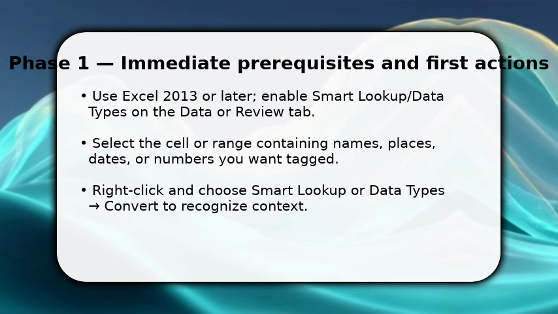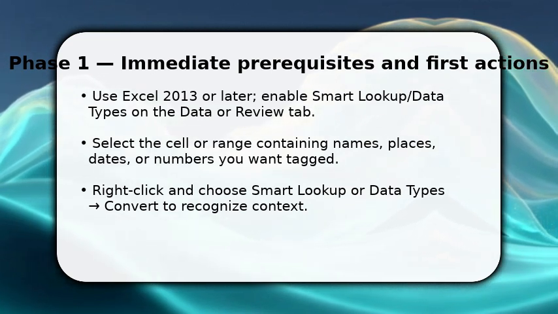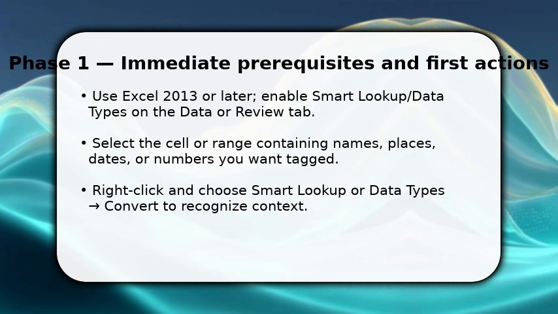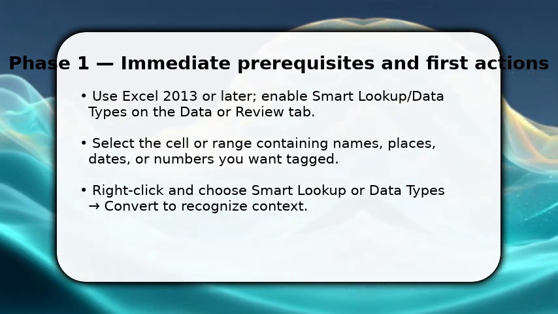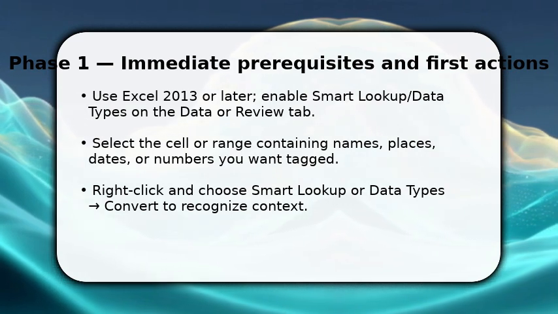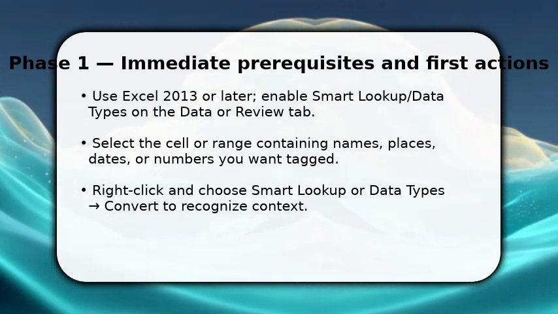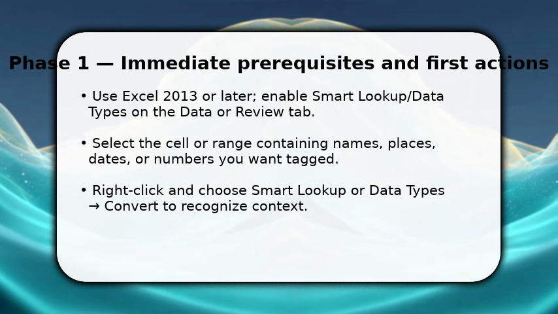With the range highlighted, right-click and choose Smart Lookup for instant research, or go to Data > Data Types to convert entries into linked records. This first step turns plain text into interactive content, so Excel can suggest actions and fields for extraction.